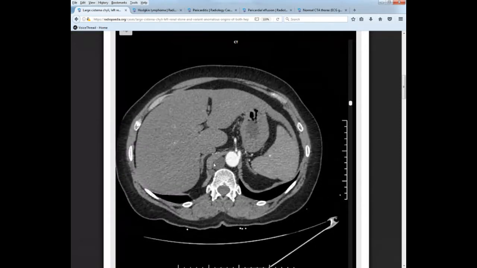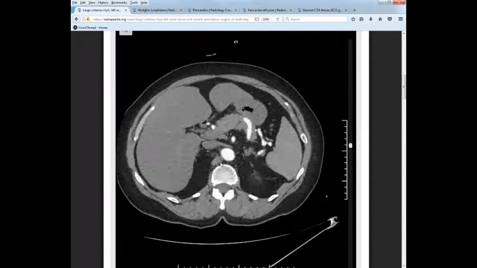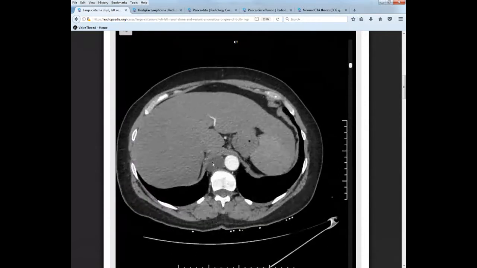Now, this is an abnormal cisterna chyli. This is a large cisterna chyli, so there's something going on with this patient. So inferiorly, we have the duct, and then it's this hugely dilated area.